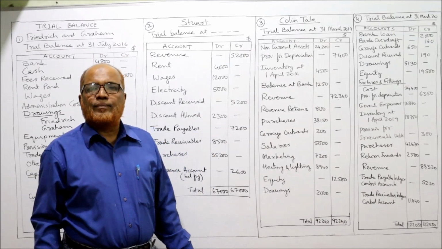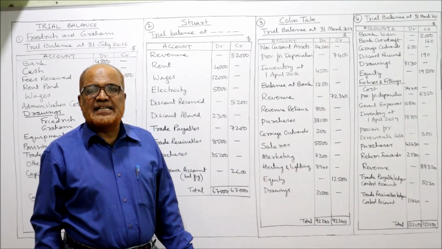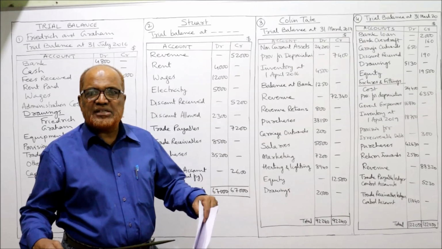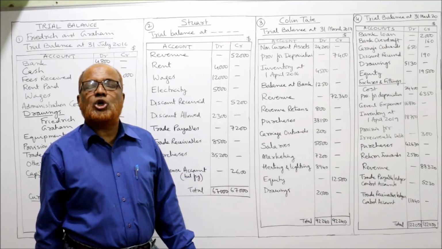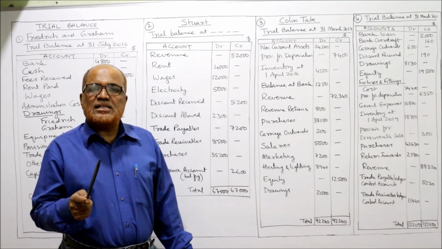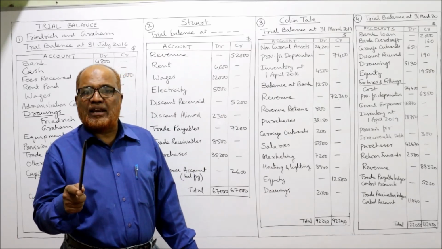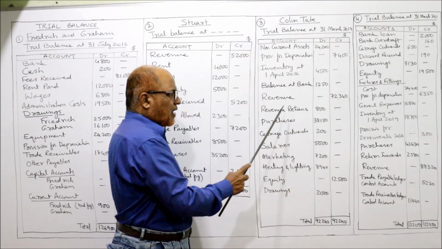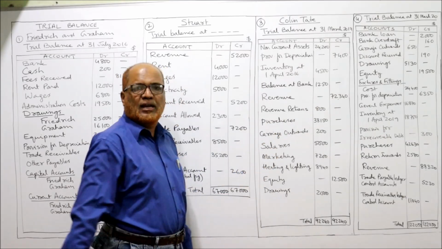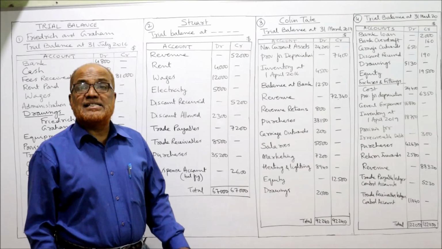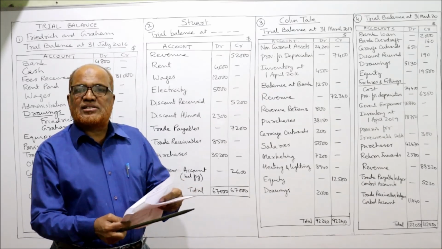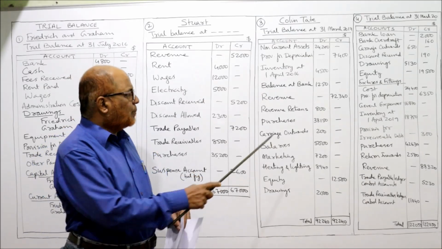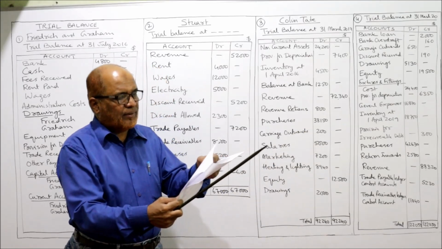Revenue returns. Revenue return means sales return. Sales return will show debit balance. Sales will show credit balance. So revenue I have taken in the credit column. Revenue returns I will take in the debit column. These are the sales return. Then purchases, it will show debit balance. So purchases debit side 38,150.